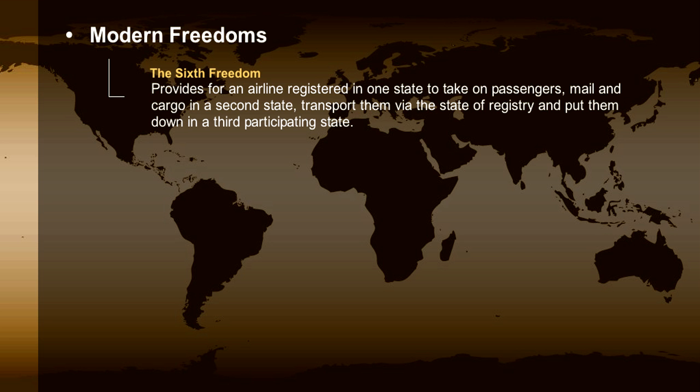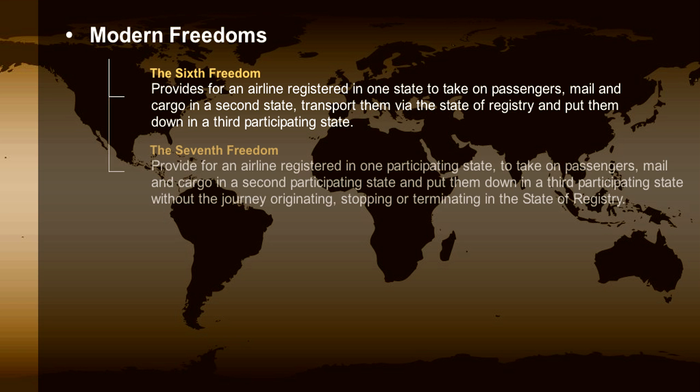The 6th freedom provides the privilege for an airline registered in one state to take on passengers, mail and cargo in a second state, transport them via the state of registry, and put them down in a third participating state. The 7th freedom provides for an airline registered in one participating state to take on passengers, mail and cargo in a second participating state, and put them down in any other participating state, without the journey originating, stopping or terminating in the state of registry.